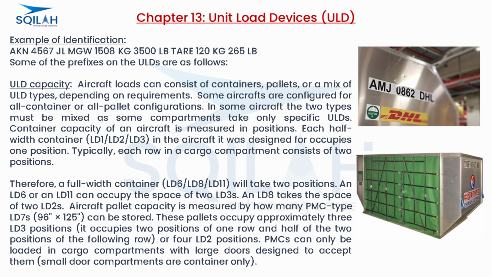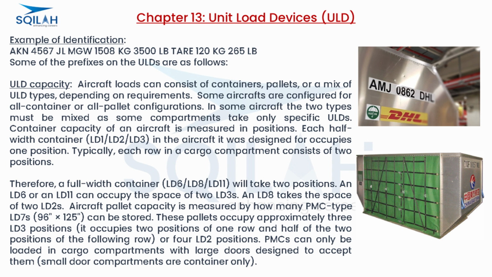Some of the prefixes on the ULDs are as follows. ULD capacity. Aircraft loads can consist of containers, pallets, or a mix of ULD types, depending on requirements. Some aircraft are configured for all container or all pallet configurations. In some aircraft, the 2 types must be mixed as some compartments take only specific ULDs. Container capacity of an aircraft is measured in positions.